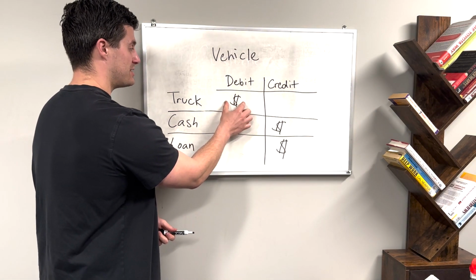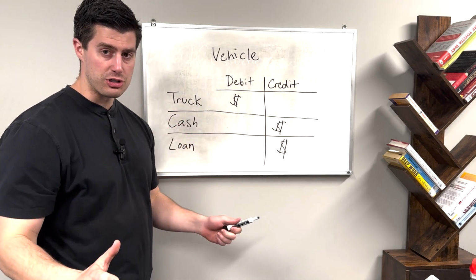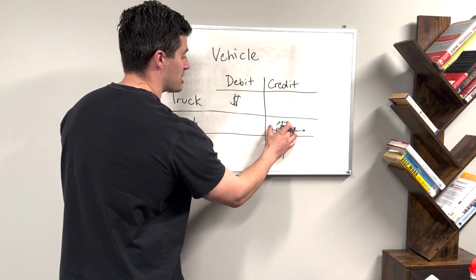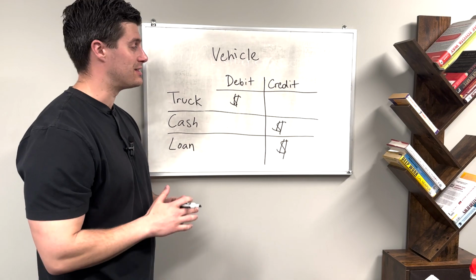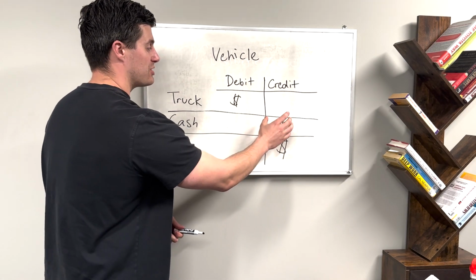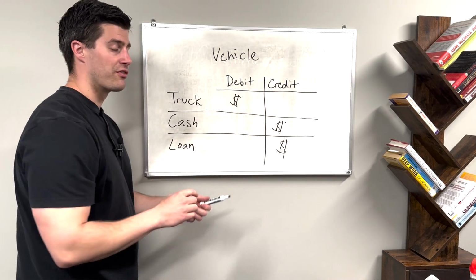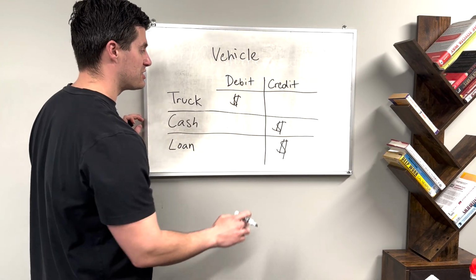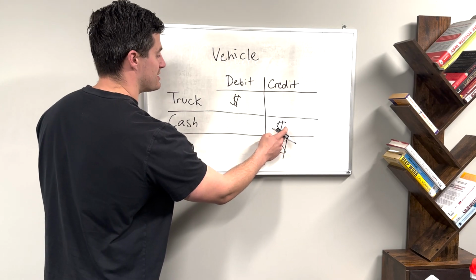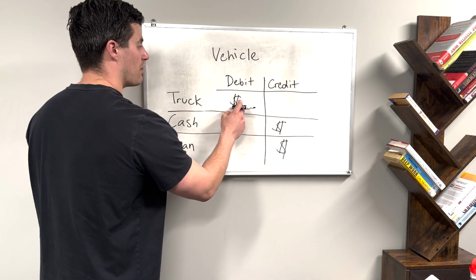So this debit right here for the truck is the total purchase price of the truck. And then this cash is probably like a 10 or 20% down payment. This money actually came out of the checking account. And then another credit for the loan account for the outstanding balance, whatever the difference is between the 10 or 20% down payment and the original purchase price of the truck.